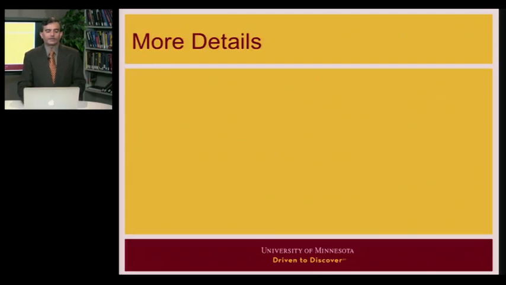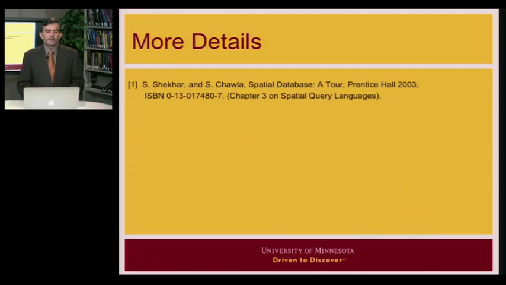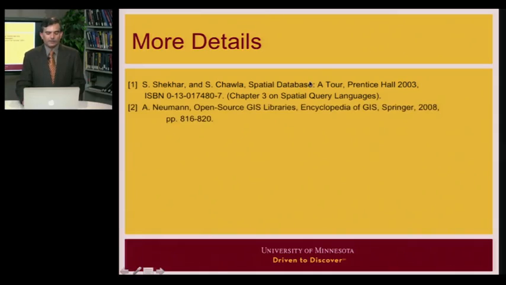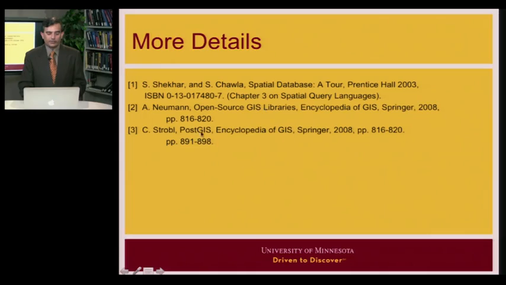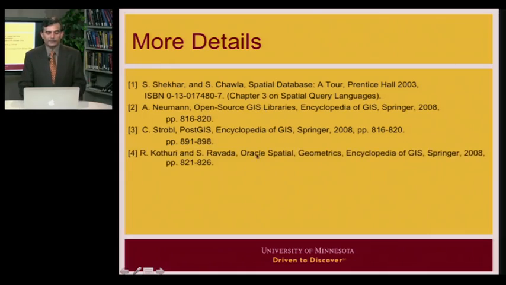And finally, here are some more references. If you want to see a little more detail of the basic material, you can look at chapter 3 of this book on spatial databases. And if you want to see the syntax in a public domain library such as Postgres, you might see this encyclopedia article on PostGIS. And finally, some vendor-specific syntax is given in an Oracle Spatial article inside the Encyclopedia of GIS.